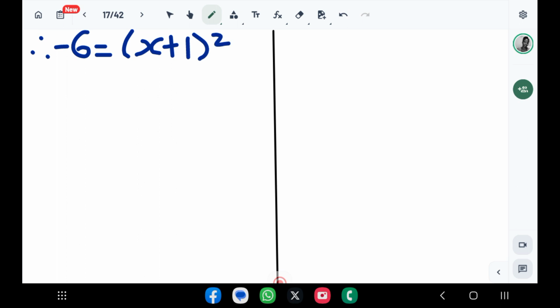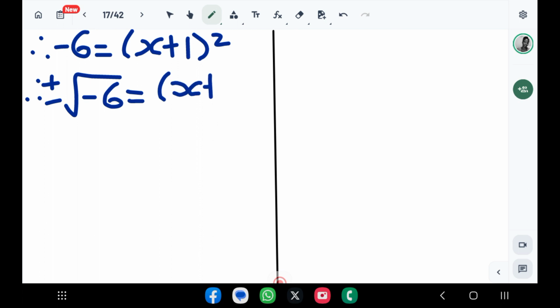Now, in order to find x plus 1, you find the square root of both sides. So on the left hand side, that's plus or minus the square root of -6. The right hand side gives you x plus 1. Now, the square root of a negative number is what we call an imaginary number or a non-real number. Therefore, this particular parabola has no real roots.